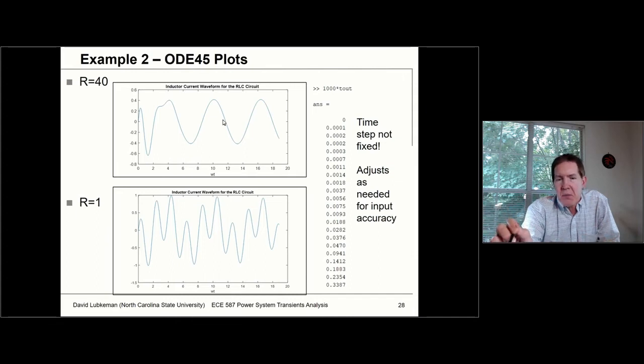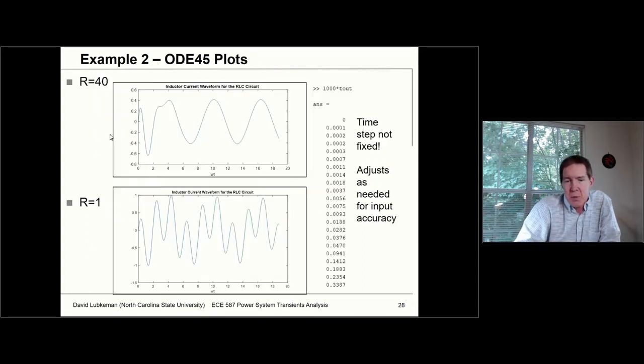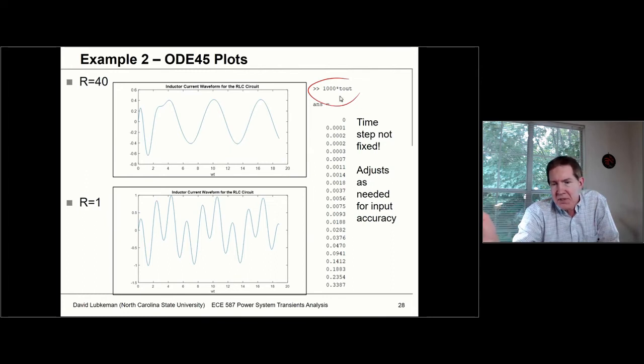But what's interesting about ODE45, if you look at the results, is that it returns a T out array and a Y out array. And what you're going to see in this case is if you plot out time, and I plotted out time times 1,000, so basically I'm plotting out milliseconds.